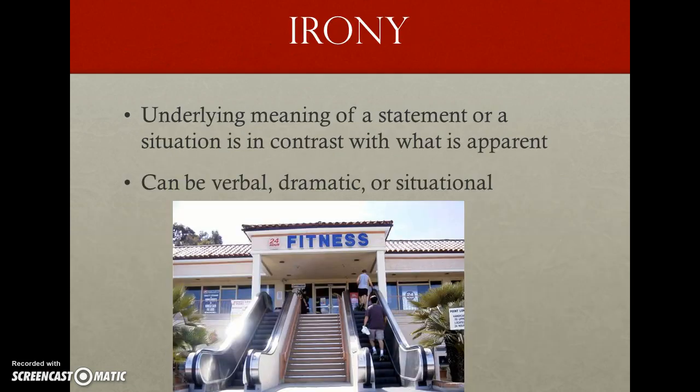Irony, of course, there are three different types. There's verbal, dramatic, and situational. It's the underlying meaning of a statement or situation in contrast. Verbal irony is like sarcasm. If somebody falls down the steps, you'd say, oh, you're so graceful. Dramatic irony is when we know something that someone in the book or the play doesn't know. I think of Romeo and Juliet. We all know that Juliet really isn't dead, but Romeo doesn't know that. That's dramatic irony. And of course, situational irony is the exact opposite of what you think.